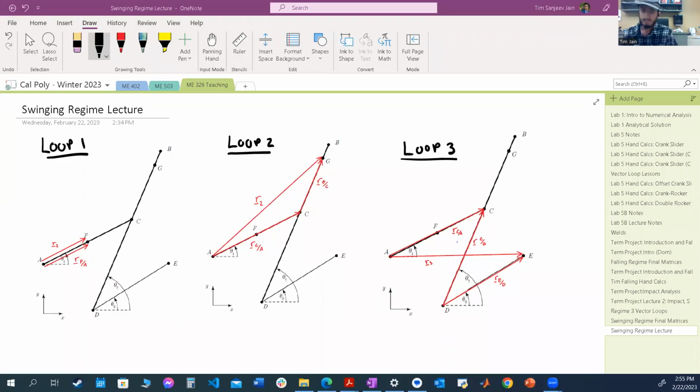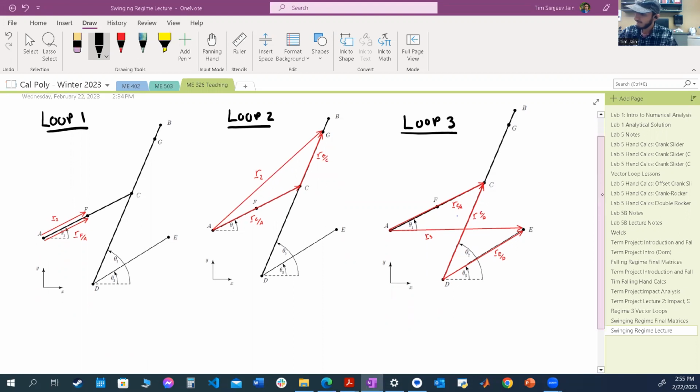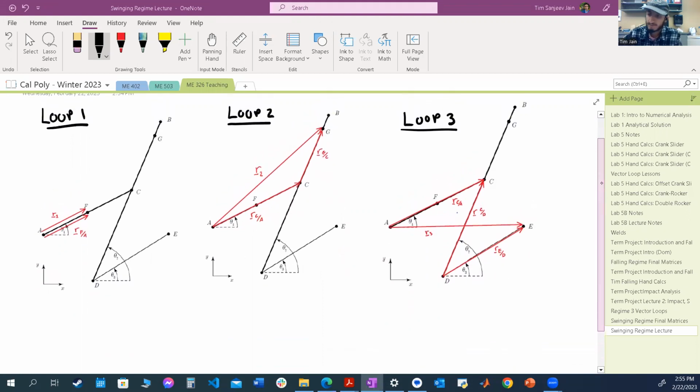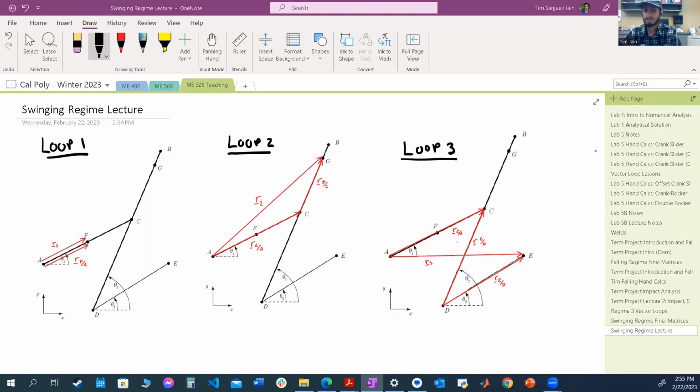Hey folks, I'm just going to go over the swinging regime lecture. I wanted to get started on this because I wanted to give you guys as much time in MATLAB as possible. So I'm going to go over how the swinging regime works. The swinging regime happens right after impact. So JAI, just after impact.